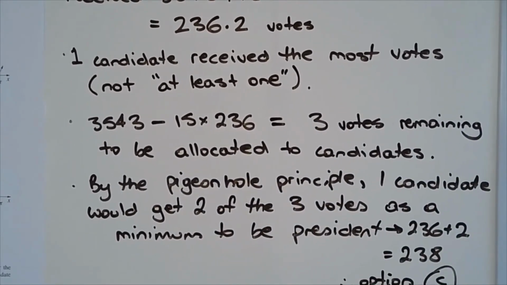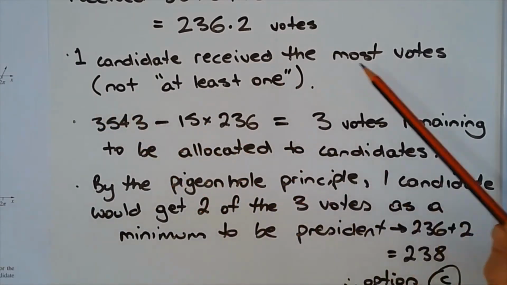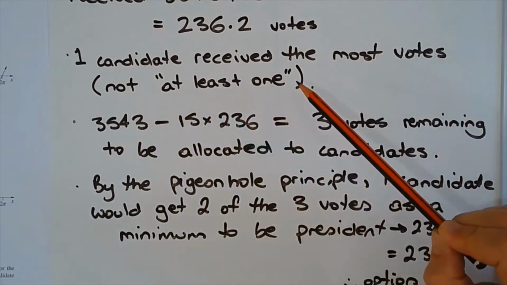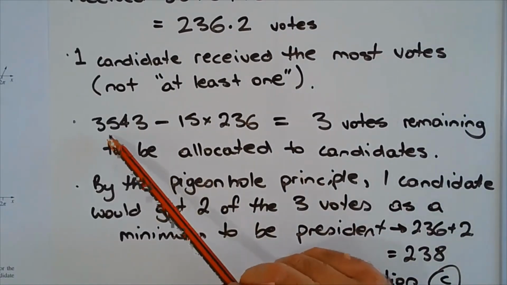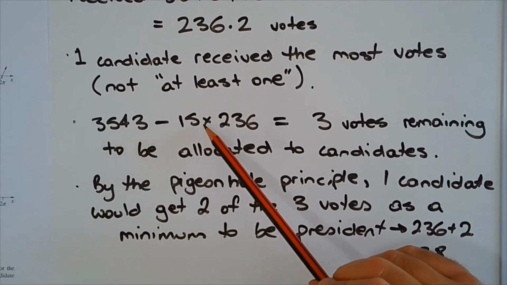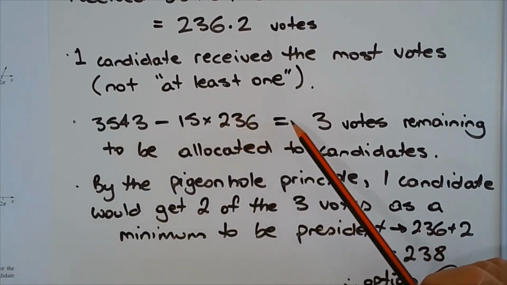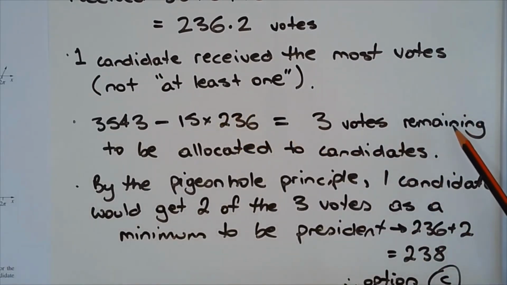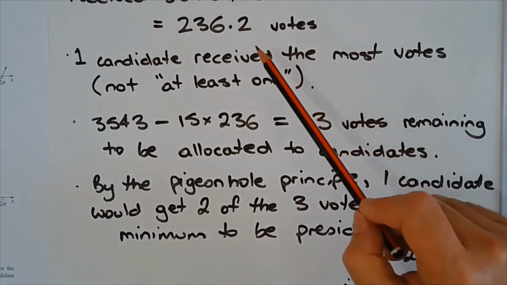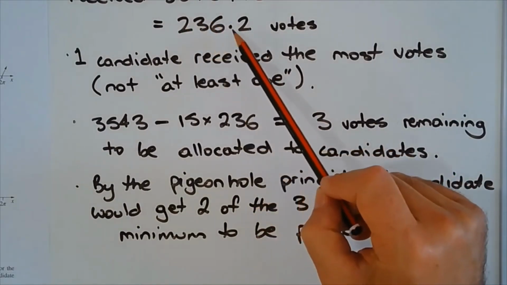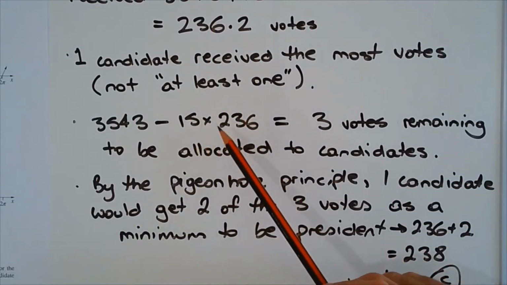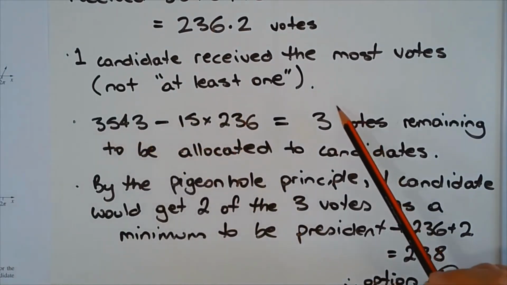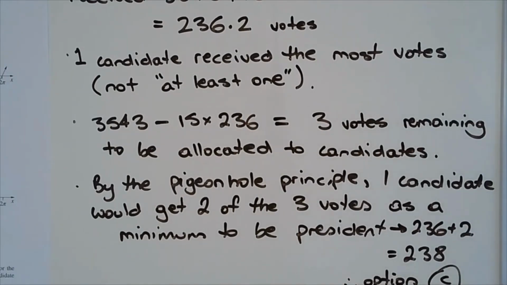Now something else to be mindful of as well, that one candidate received the most votes, not at least one, which means there was a clear winner. Now 3,543 minus 15 multiplied by 236 votes means that there were 3 votes remaining that need to be allocated to some candidates. So if we just assume that each candidate received 236 votes, not 0.2, but just 236 as an integer, multiply that by 15, subtract that from 3,543, which means that there's 3 votes floating around that need to be allocated somewhere.